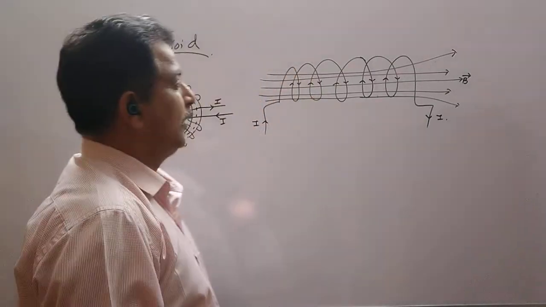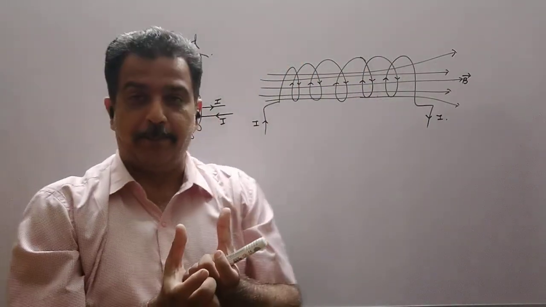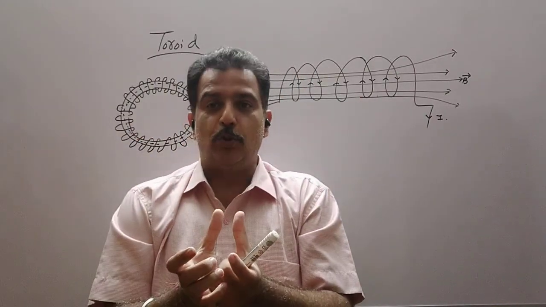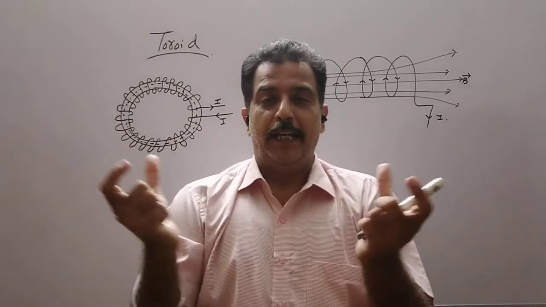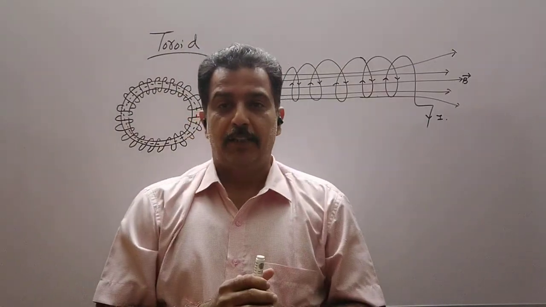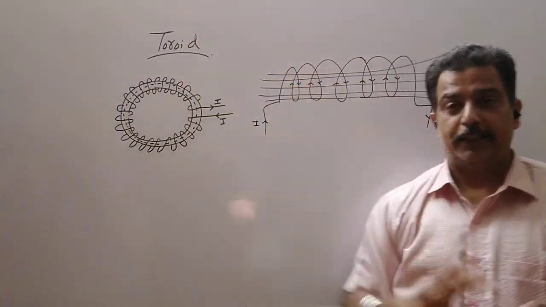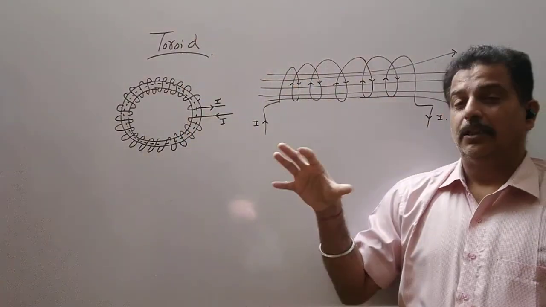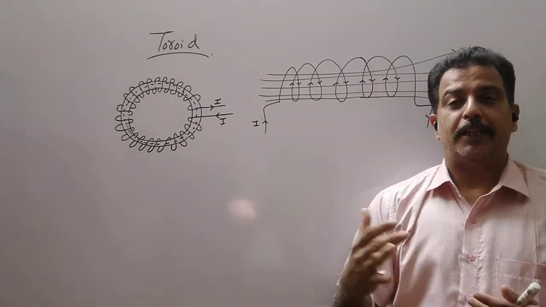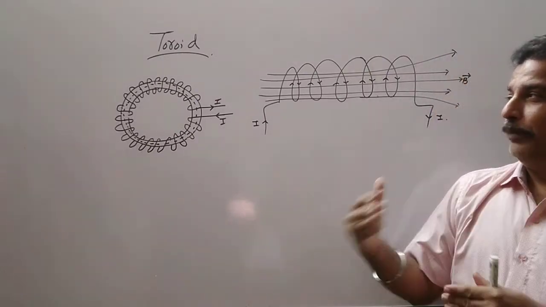Now suppose that this solenoid is bent into a circular shape. So we have two ends of the solenoid, we bend it into a circular form and both the ends are closed on itself. Then such an arrangement is called a toroid. So again, the toroid is a device which is used to generate a magnetic field. Now, how to make this arrangement?